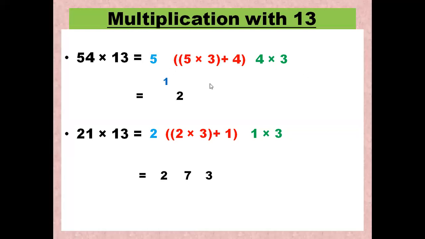So 4 times 3 is 12. We write only 2, the 1's digit, and the 10's digit is carried over. 5 times 3 is 15. 15 plus 4 is 19. We write only 9 and 1 is again carried over, and 5 we will write as it is.